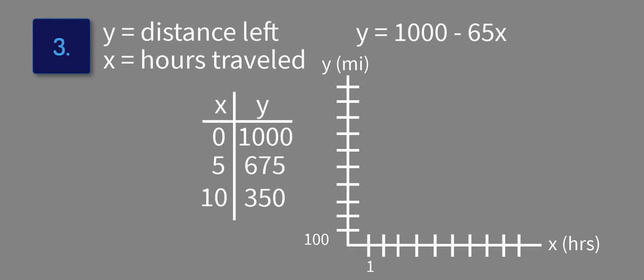So at 0, we have 1,000. At 5, we have 675. So 1, 2, 3, 4, 5, 6, 7. Here's 700. So at 5, it's 675. So that's going to be right about here as far as the distance below 700 is concerned. And then at 10, we know we have 350. So here's 100, 200, 300, and then halfway in between there we know is going to be 350. And hopefully all these points line up. If not, I'll always say they should have.